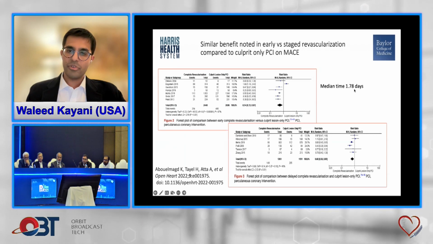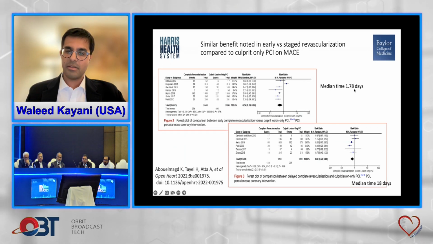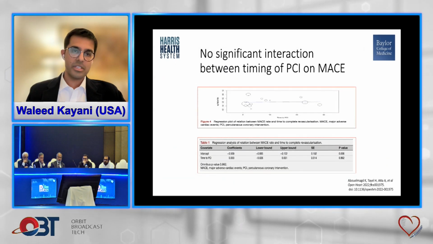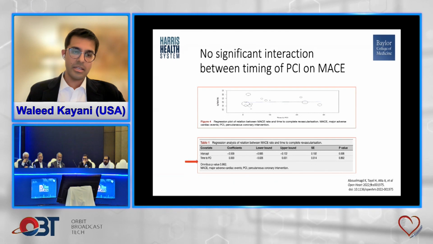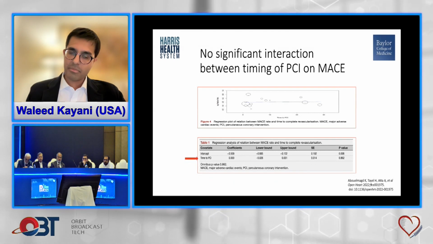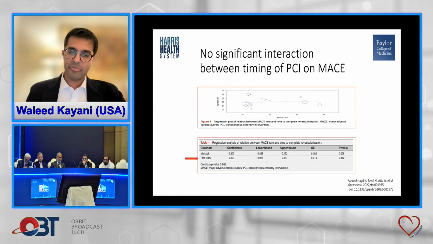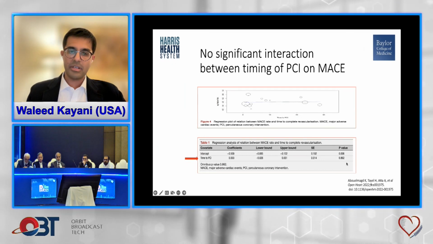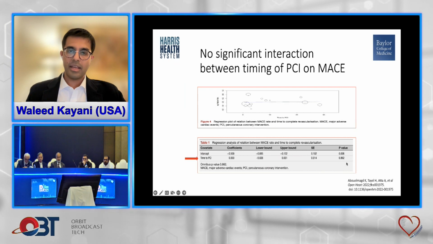Median time in the first group was 1.78 days. Median time in the second group was 18 days, where the patients were brought back in a staged fashion. Again, regression analysis, same thing. As long as complete revascularization is done within a timely fashion, the time to PCI is not significantly associated with adverse events.